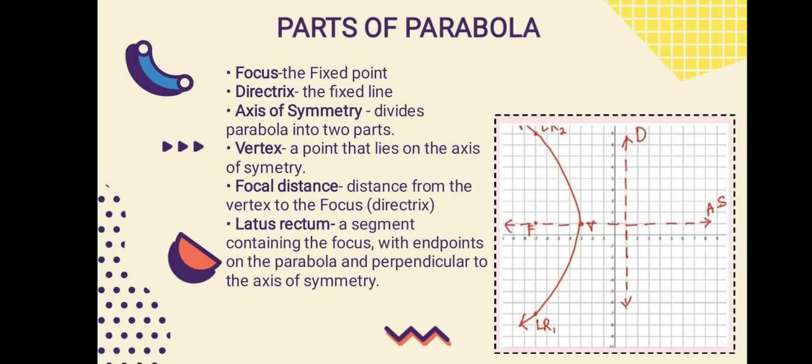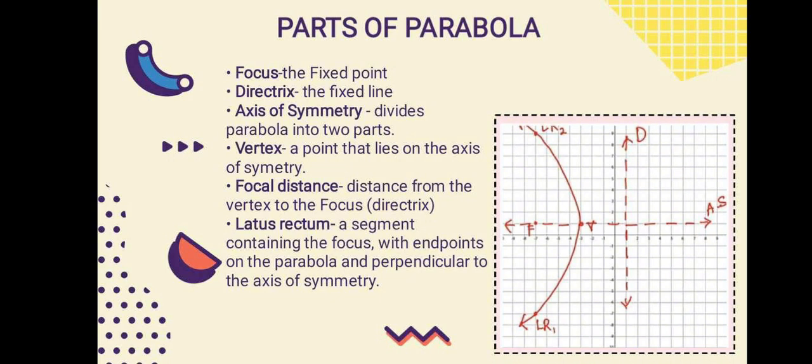We have the six basic parts of a parabola, which are focus, directrix, axis of symmetry, vertex, focal distance, and latus rectum. The focus is the fixed point. The directrix is the fixed line outside of the parabola, where all points on the parabola are equidistant from the focus and the directrix. The focal distance or focal length is the distance between the vertex and the focus, or the vertex and the directrix.